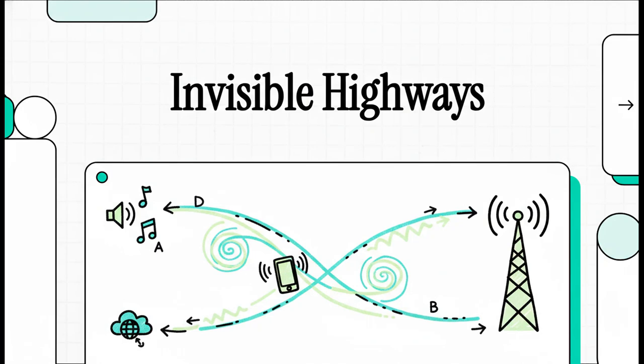Let's be real, we are swimming in information that's just flying through the air all around us. Music, our phone calls, all our internet data. It's all traveling on these completely invisible highways. So today, we're going to pull back the curtain and see exactly how these signals actually get from point A to point B. All right, let's get into it.